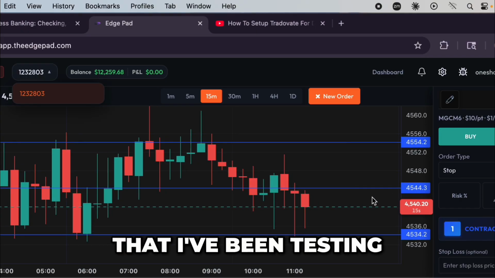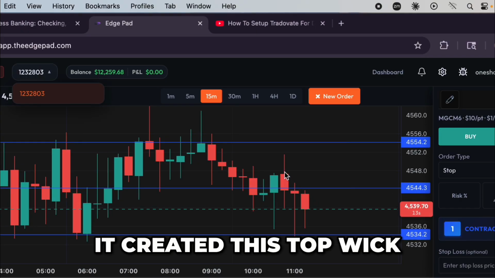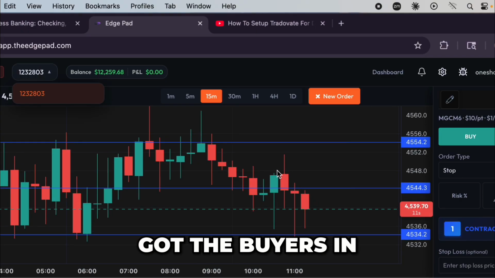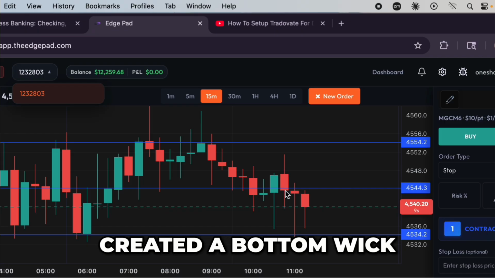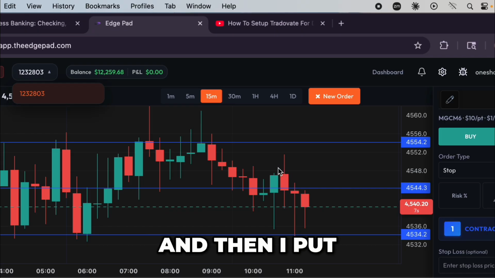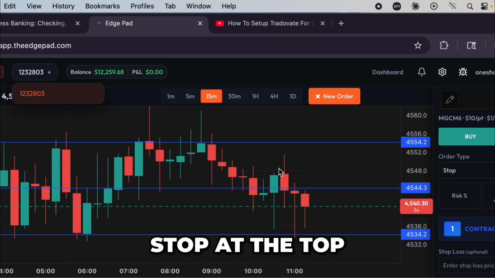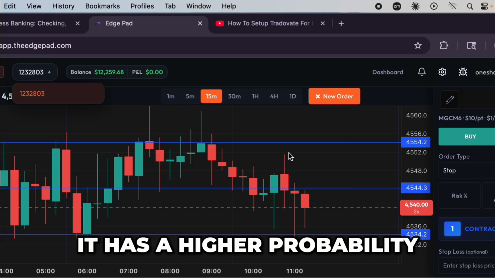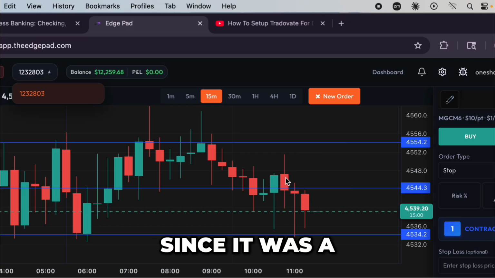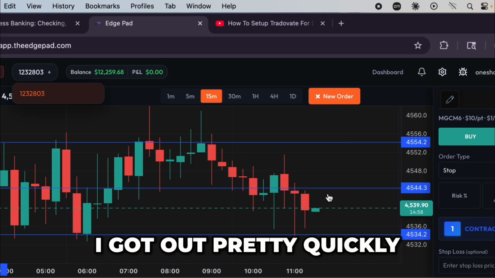However, it did a thing that I've been testing where it created this top wick, broke the high, got the buyers in, came back down here, created a bottom wick, and then I put my buy stop at the top because if it breaks it, it has a higher probability. I got in. Since it was a counter trend trade, I got out pretty quickly.